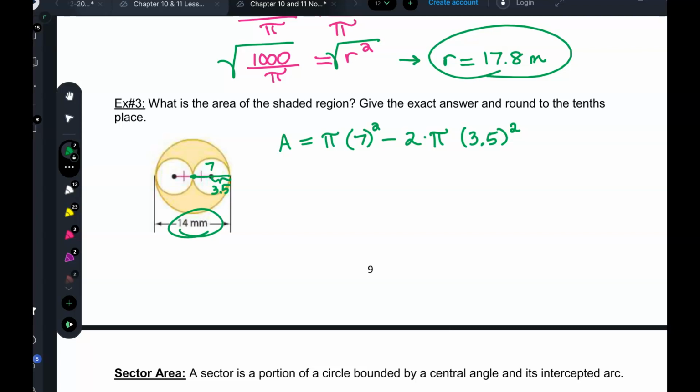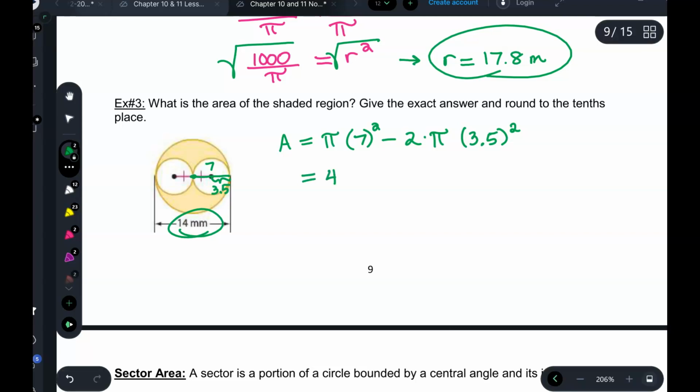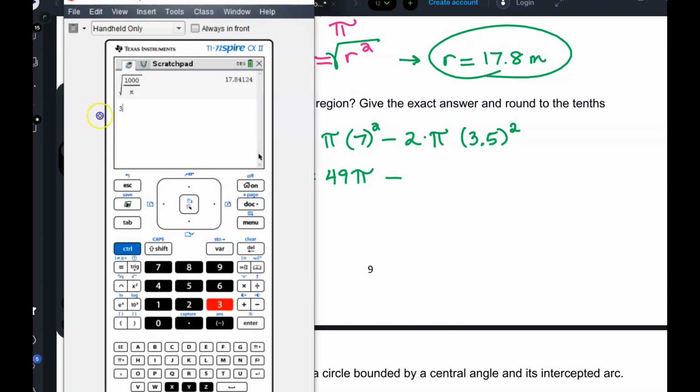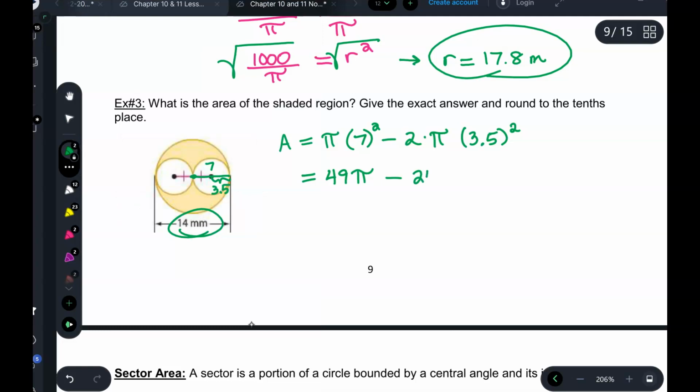So the diameter of each is 7. So then the radius of each is 3.5. So now I have 49 pi minus, let's do 3.5 squared. Minus 2 times pi. So I'm going to do 3.5 squared, and then I want to multiply that by 2. So that gives me 24.5 pi. Because I want the exact answer, and then I also want to round it to the tenth place.